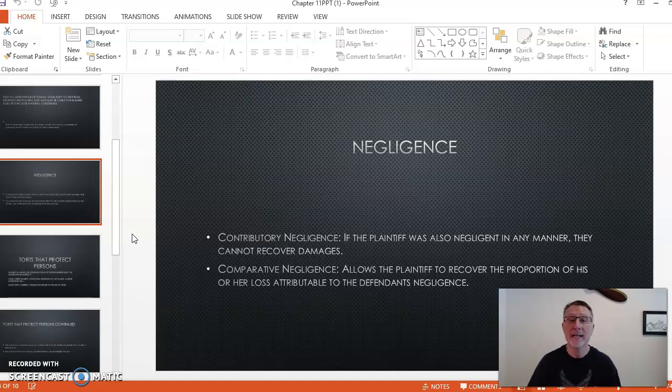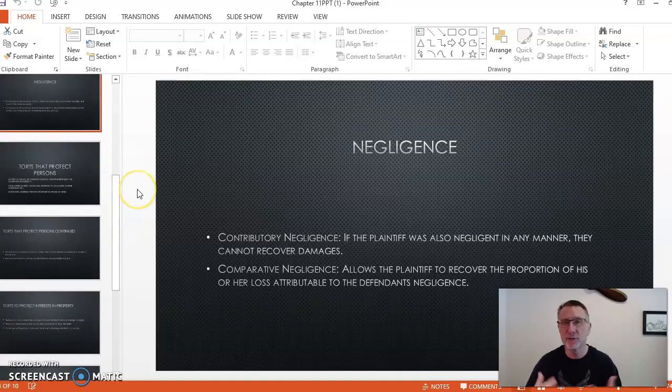Comparative negligence allows the plaintiff to recover the proportion of his or her loss attributable to the defendant's negligence. So what they can actually do is say, based on the circumstances of the case, you were 60% liable, and the defendant was 40% liable. That means that under comparative negligence, they could recover 40% of what they were suing for. So it actually breaks down the negligence into a percentage.